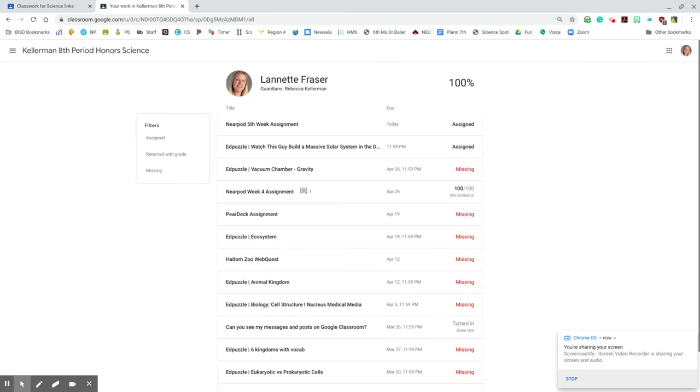Now, I don't do a lot of work in Ms. Kellerman's class because I spend a lot of time in my class. So you can see there's a lot missing here. Anything that's missing, you can work on. If it shows an Edpuzzle is missing, you can work on it.